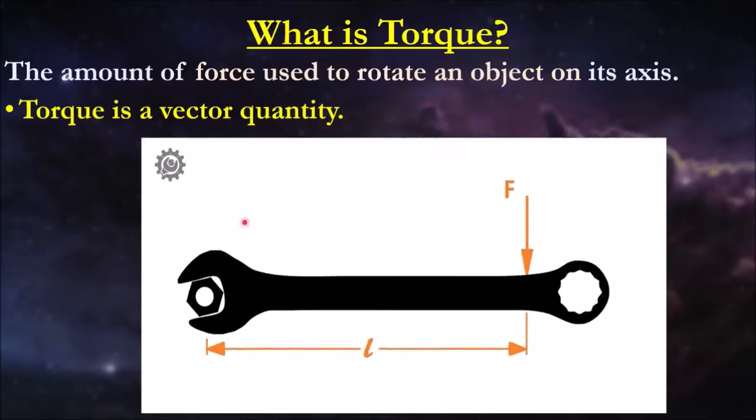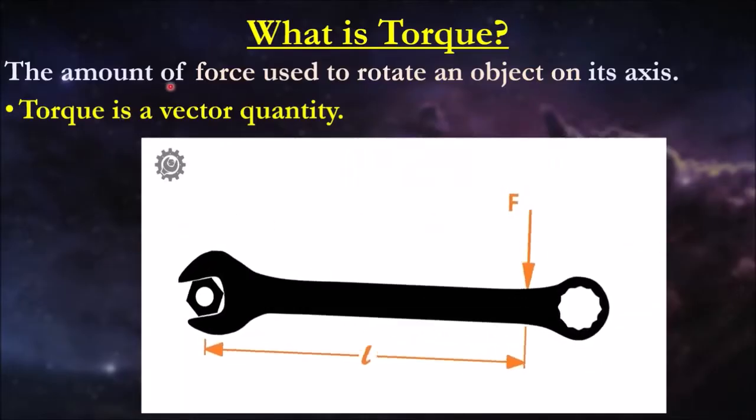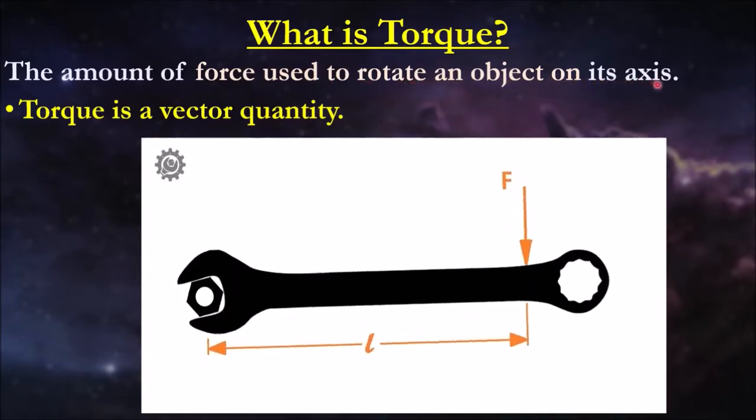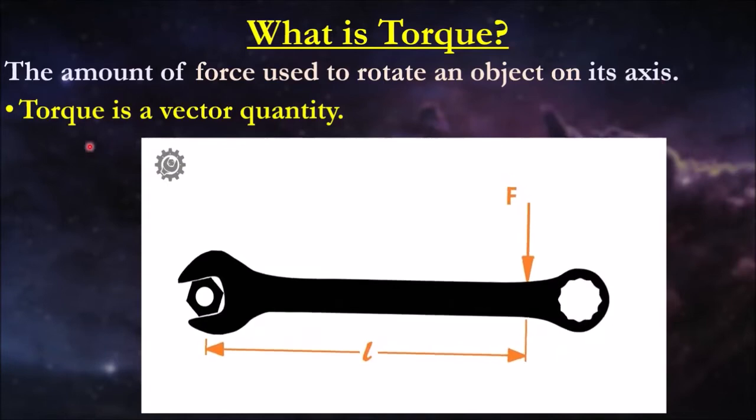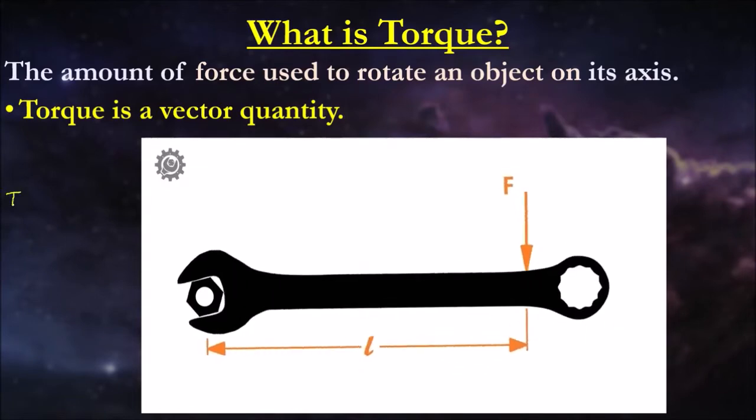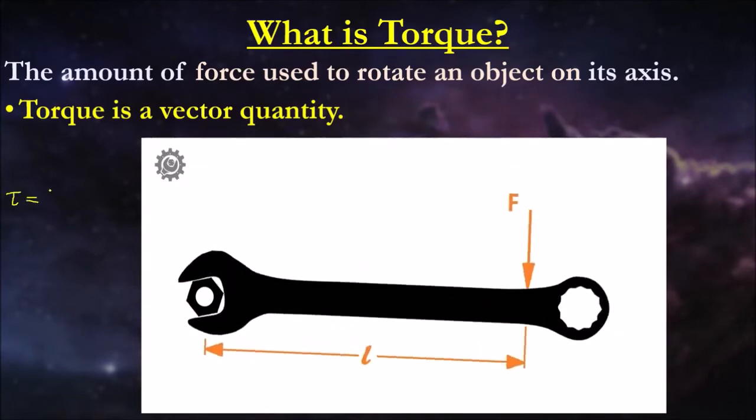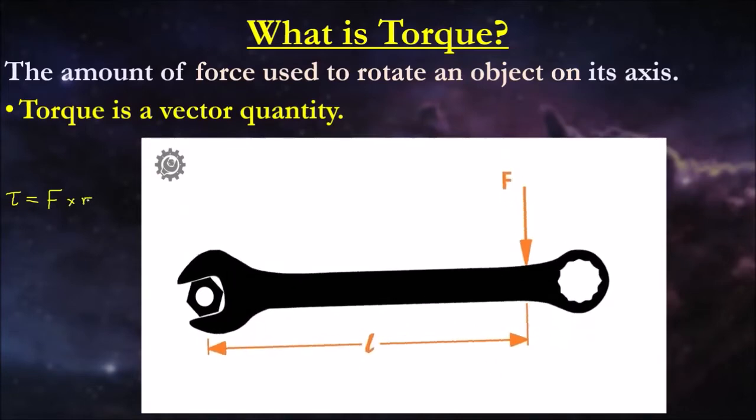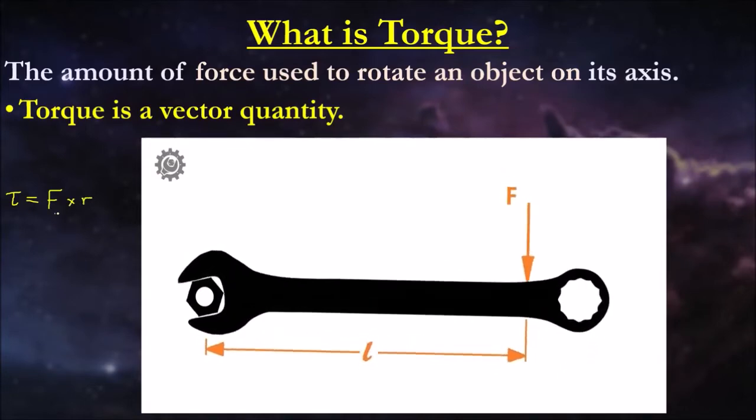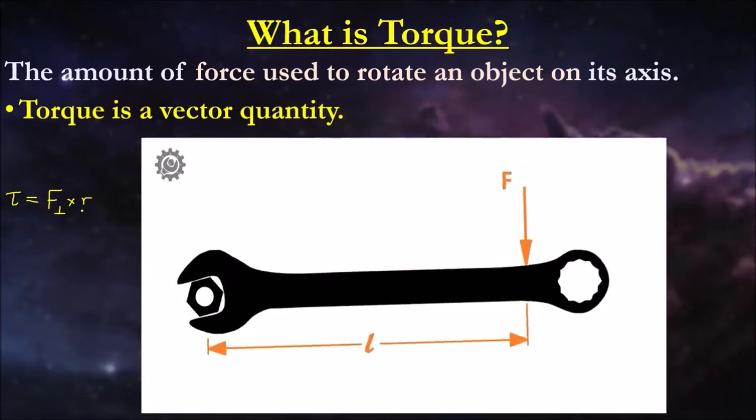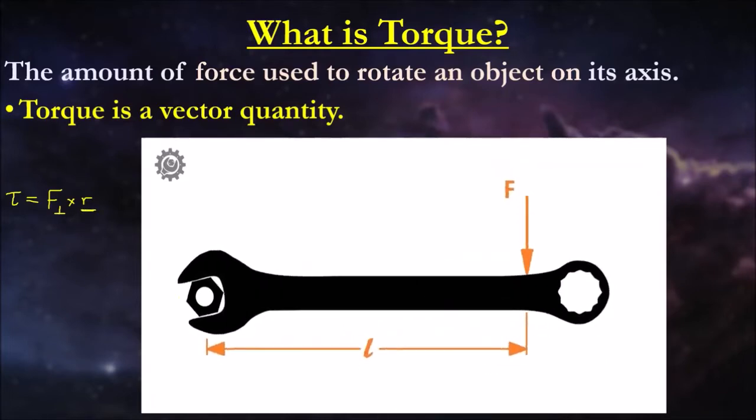Now, firstly, we need to revise what torque is. Torque is the amount of force during rotation of an object on its axis. It's a vector, so there is a direction. We define the basic formula for torque as tau equals force times the radius, the distance from the axis of rotation. That force is perpendicular to our axis of rotation.